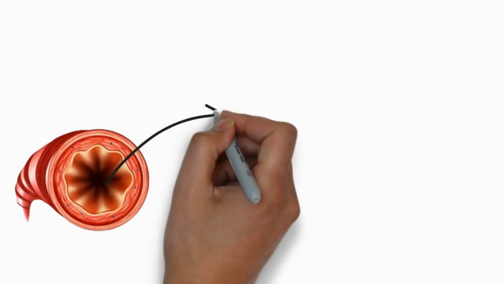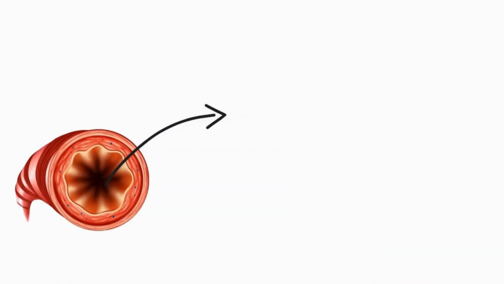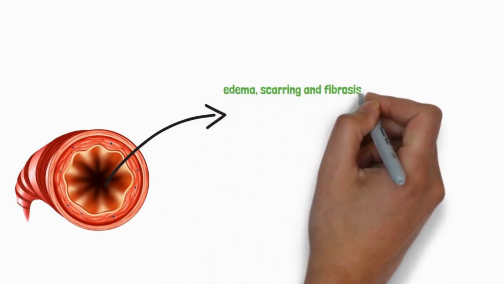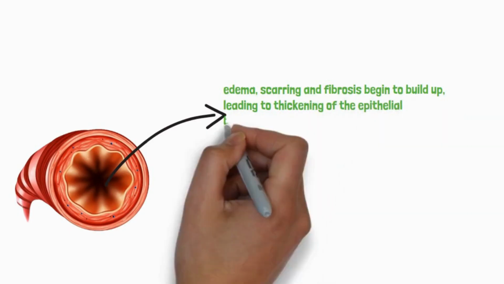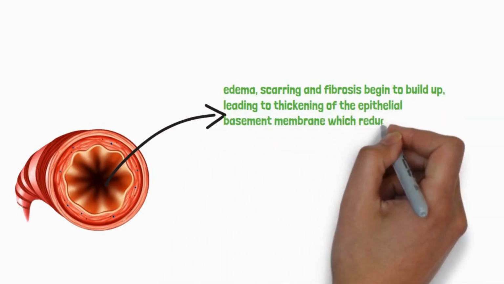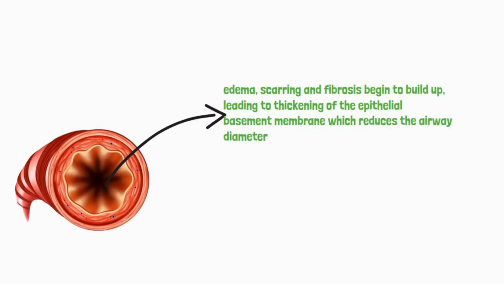Initially, these inflammatory changes are completely reversible, but over the years, irreversible changes start to take place. That is, edema, scarring, and fibrosis begin to build up, leading to a thickening of the epithelial basement membrane, which permanently reduces the airway diameter.